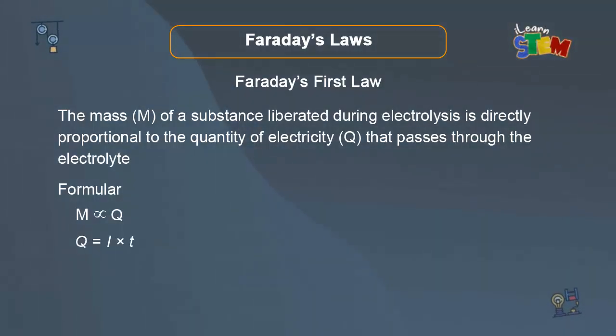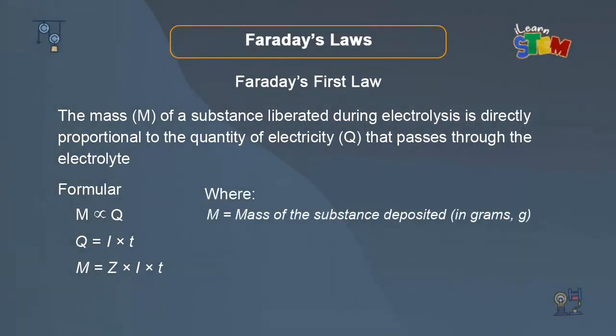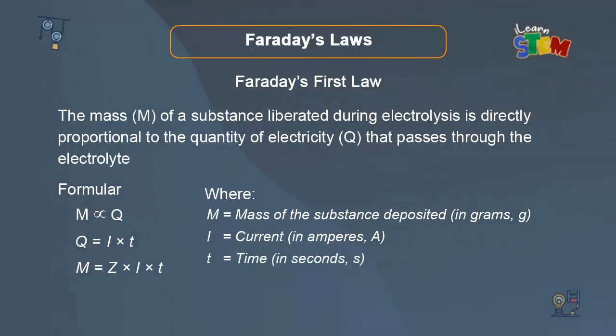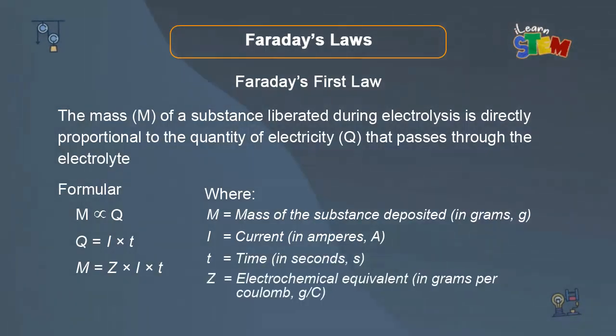Since Q equals I times t, m equals Z times I times t, where m equals mass of the substance deposited in grams, g. I equals current in amperes, A. t equals time in seconds, s. Z equals electrochemical equivalent in grams per coulomb.